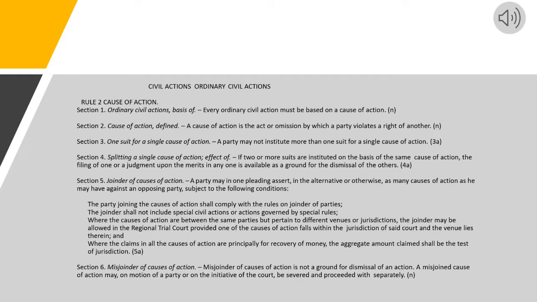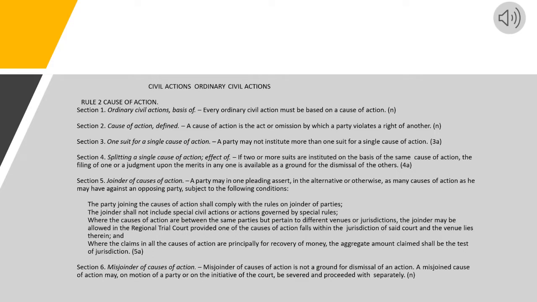Section 2. Cause of action, defined. A cause of action is the act or omission by which a party violates a right of another. Section 3. One suit for a single cause of action. A party may not institute more than one suit for a single cause of action.